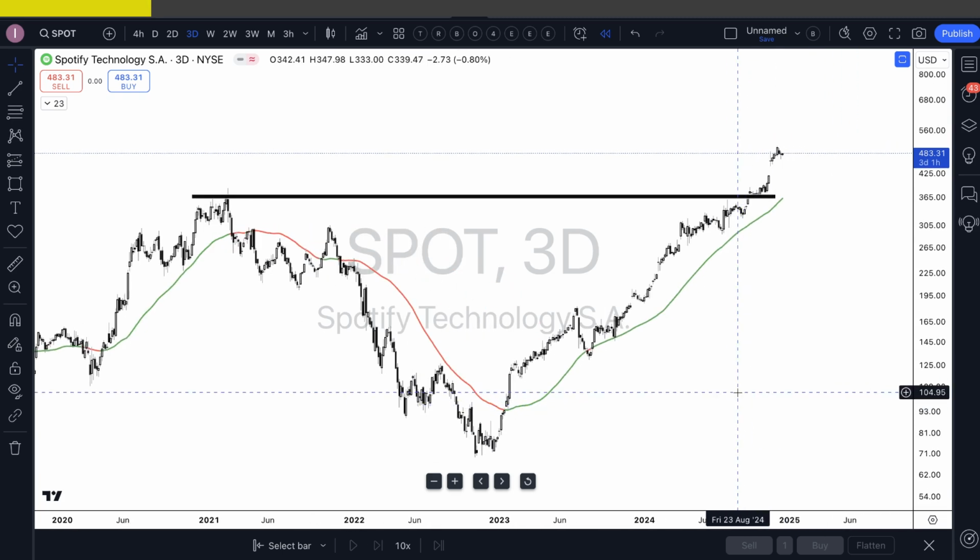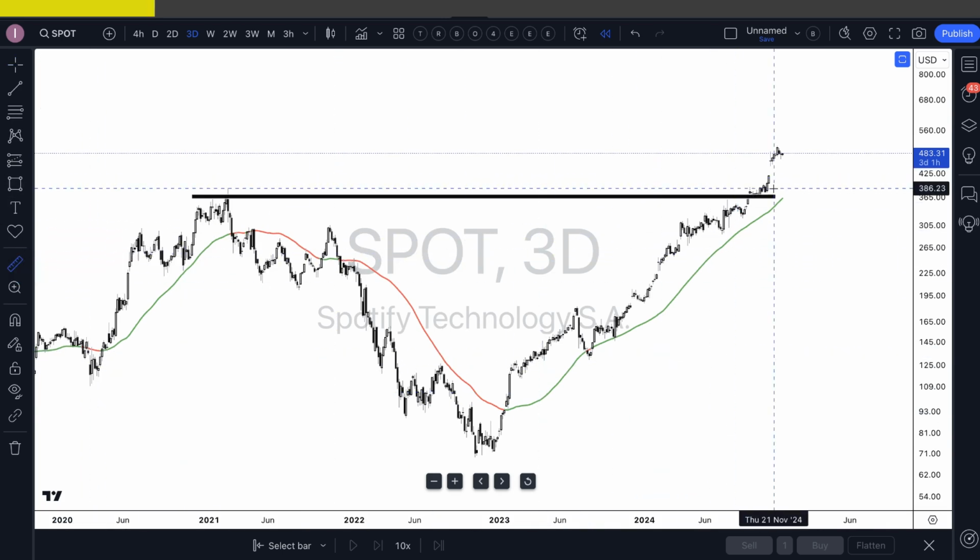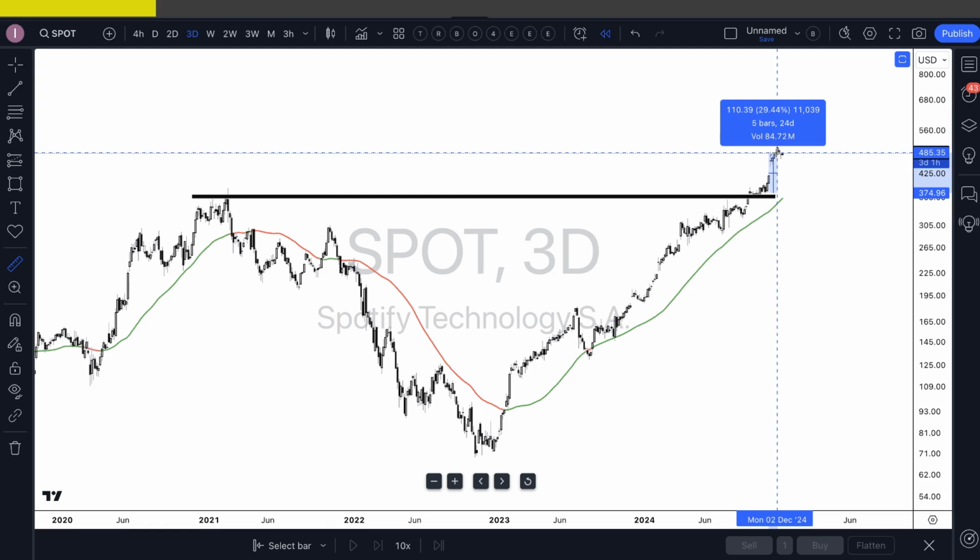All right, so now we're live, meaning the price action where we're at is current day. If I were to measure this, it may not look like much, but it's about, let's say 20, call it 30% in about 24 days.